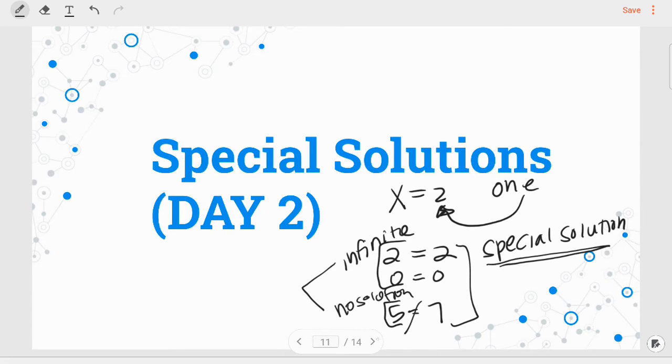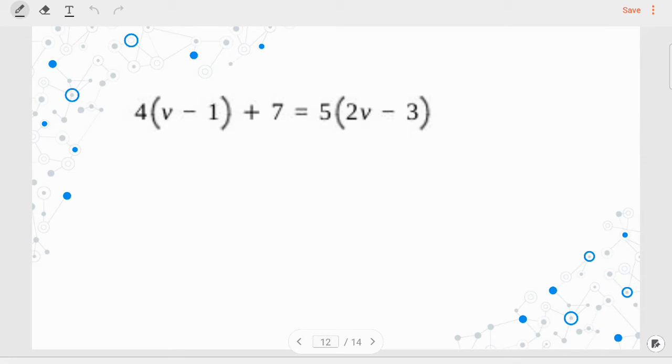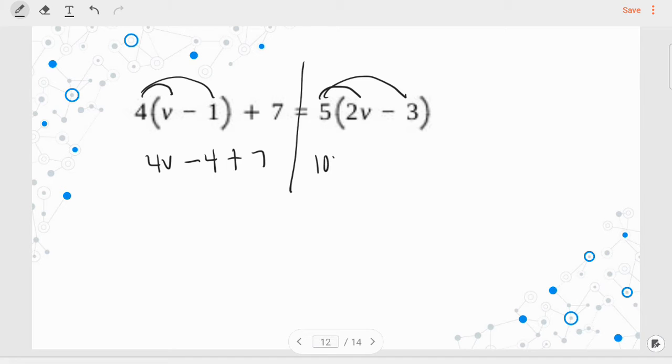Let's go ahead and try a few examples. So 4 times (v minus 1) plus 7 equals 5 times (2v minus 3). All right. I'm drawing my line. There's a lot going on. I have to simplify before I can make any decision. So let's go ahead and simplify. 4 times v is 4v. 4 times negative 1 is minus 4. Bring down the positive 7. Okay, go to the other side. Simplify it as much as I can there. 5 times 2 is 10v. 5 times negative 3 is negative 15. Go back to the left.